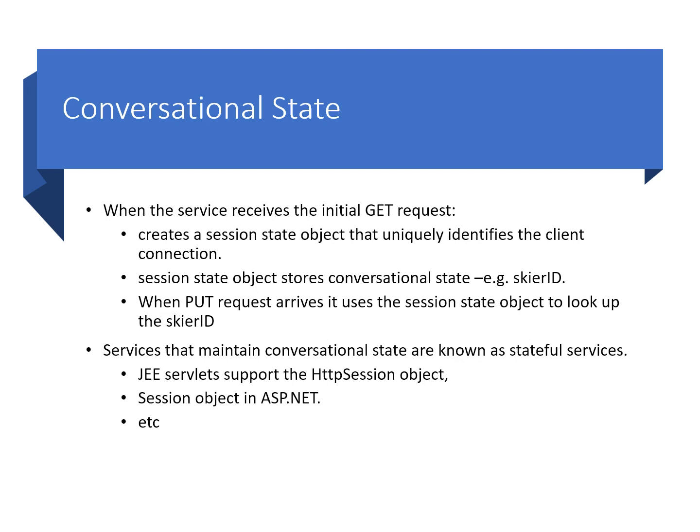Implementing this approach is pretty straightforward. When the service receives the GET request, it creates a session state object that uniquely identifies the client connection. In reality, this is often performed when a user first connects to or logs into a service. The service can then read the skier profile from the database and utilize the session state object to store conversational state. In our example, this would be a skier ID and likely values associated with the skier's profile. When the PUT request arrives from the client, it uses the session state object to look up the skier ID associated with this session and uses that to update the skier's home city in this example in the database.